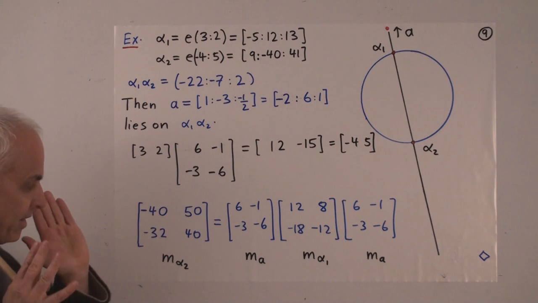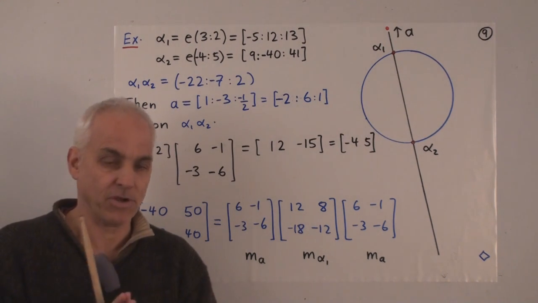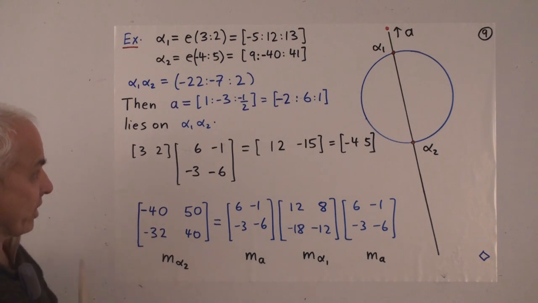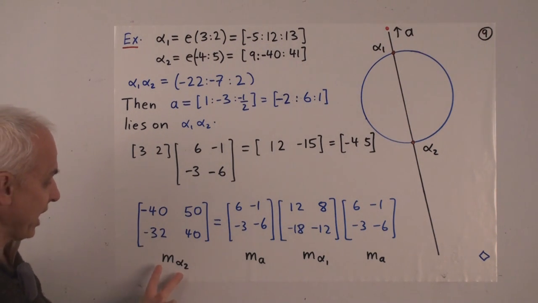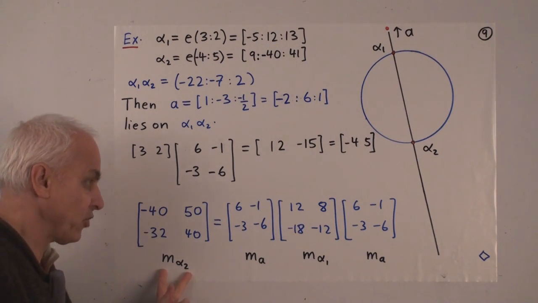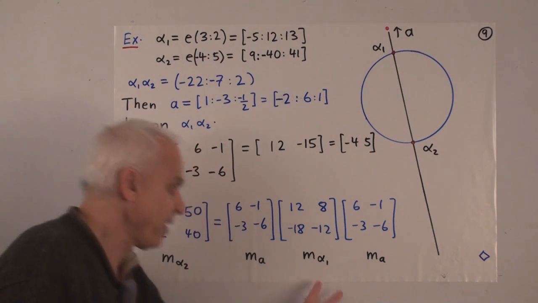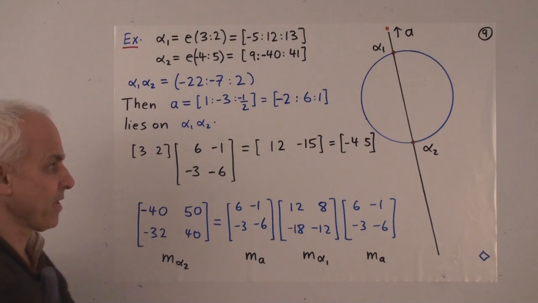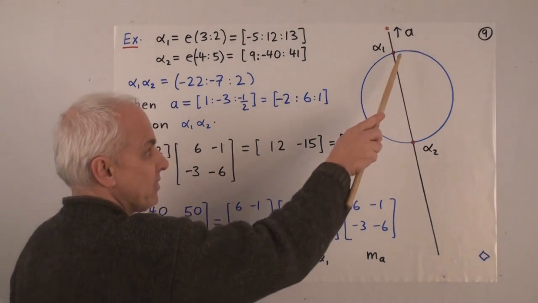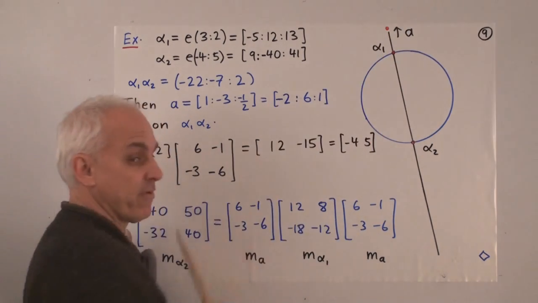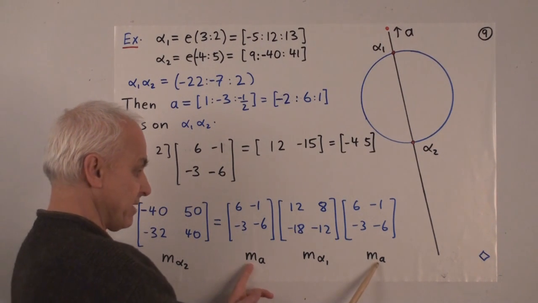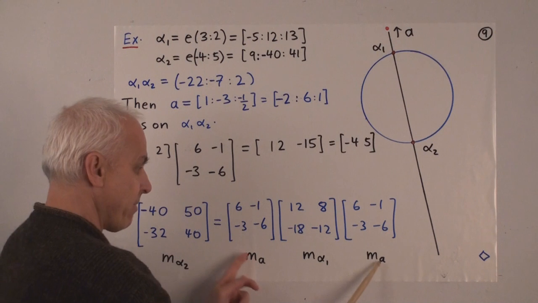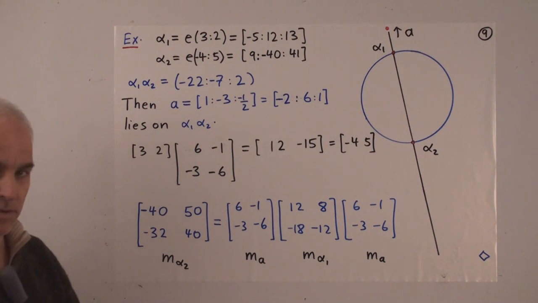So what was the theorem here that we're looking at now? The theorem asserts that in this situation, there's a relationship between the matrix for alpha 2, the matrix for alpha 1, and the matrix for A. The matrix for this point, the matrix for this point, and the matrix that we're reflecting in. We're reflecting in this point here, MA. And so this one conjugated by MA is equal to this one.